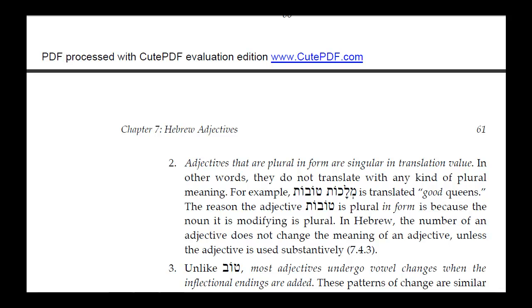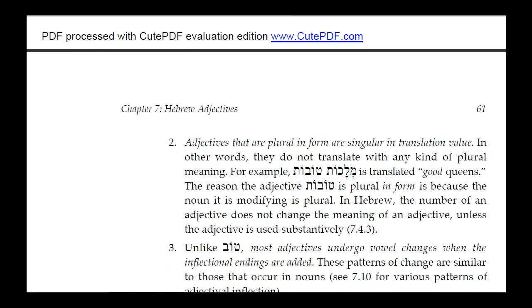And in Hebrew, a number of adjectives do not change the meaning of an adjective unless the adjective is used substantively, basically as a noun. And we'll get into that a little bit later in this lesson.